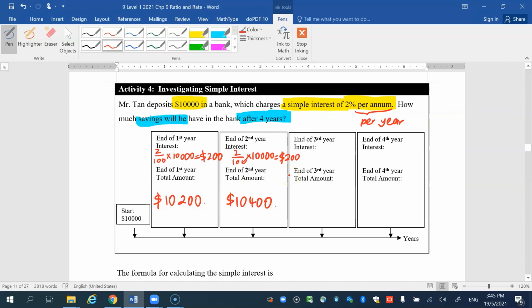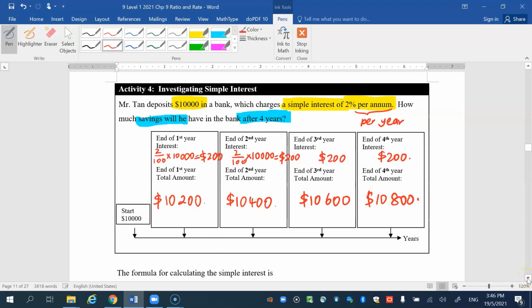Okay, then you continue doing the same thing. So 2% of 10,000 once again, your interest is $200. At the end of the third year, you have 10,600. Okay, end of the fourth year, the interest is $200 again. So end of the fourth year, you have $10,800. So the answer is, after 4 years, you will have $10,800 in your bank.